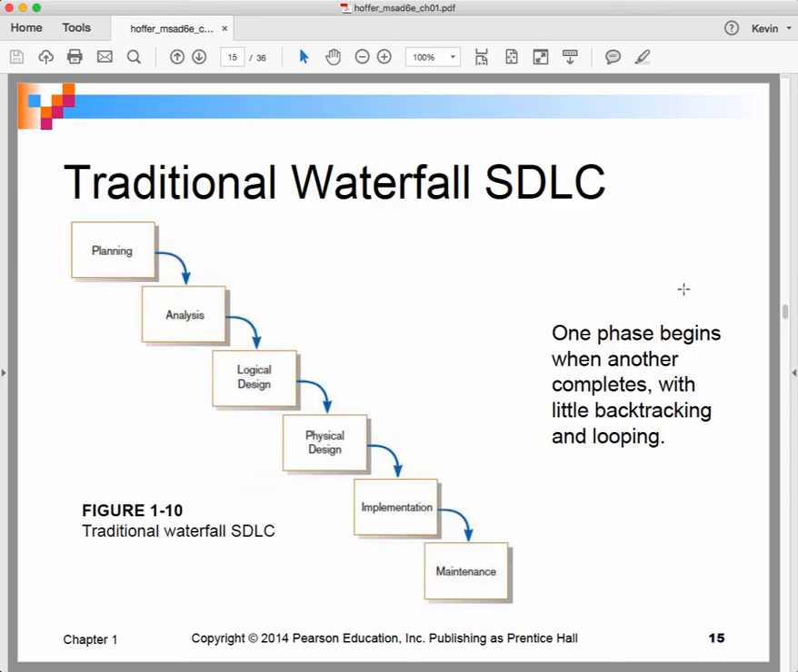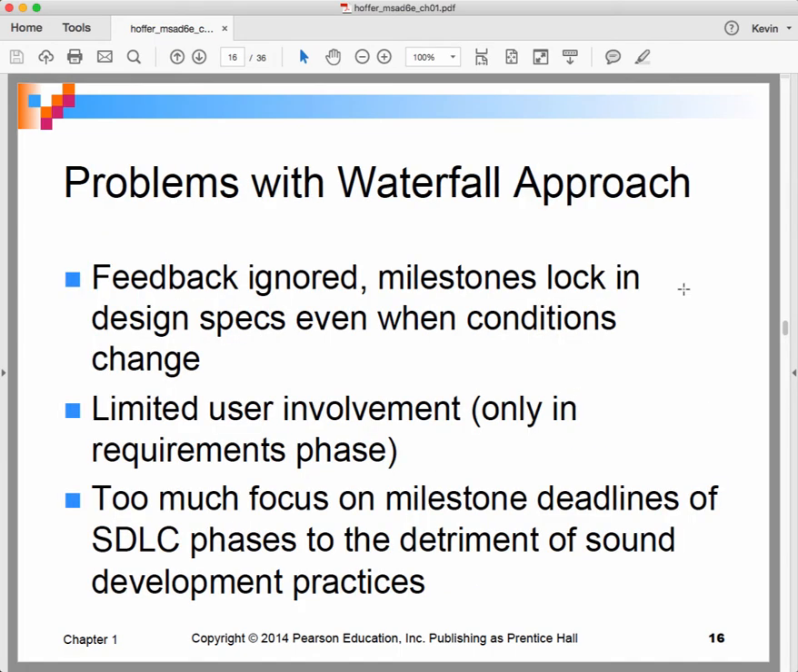So here you see a pretty good layout of the waterfall approach, and you can also see why some of them might call it a waterfall approach, because if you take the blue arrows that go from phase to phase, don't they look like the water going down a set of tiered waterfall levels? Okay, so in the classic traditional waterfall systems development lifecycle, one phase begins when another phase completes, with little backtracking or looping around. Now, I think there is pretty much agreement on the fact that a strict waterfall approach leaves some opportunities unexplored.